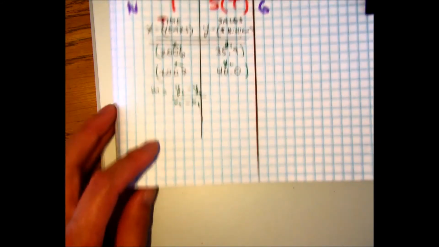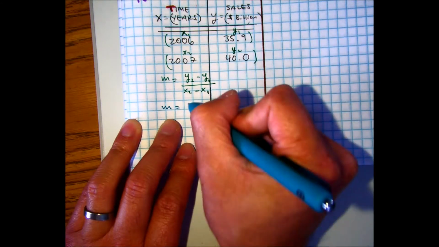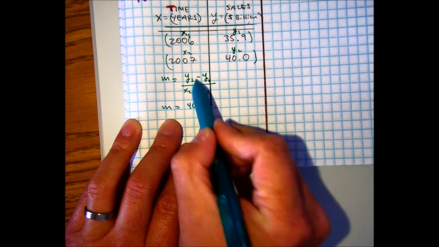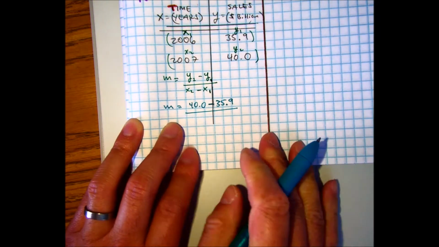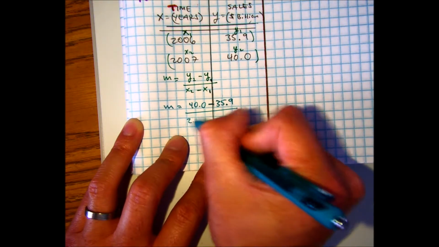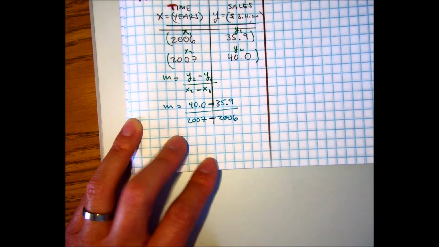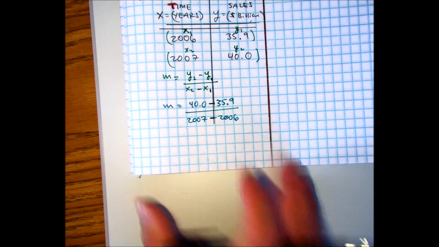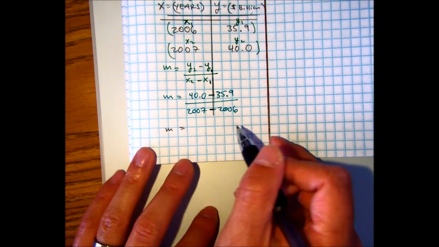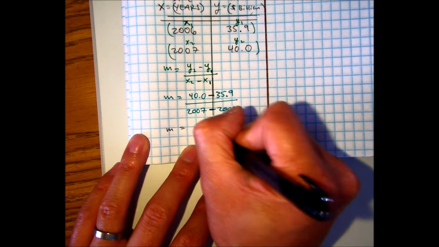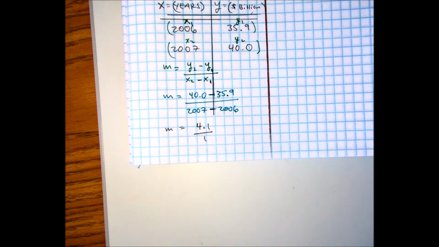Let's substitute it in now. Y2 value is 40.0 minus y1, which is 35.9, over x2, which is 2007, minus 2006. So if you subtract the numerator, what do you get? 4.1 over 1. Okay, let's do some interpretation.